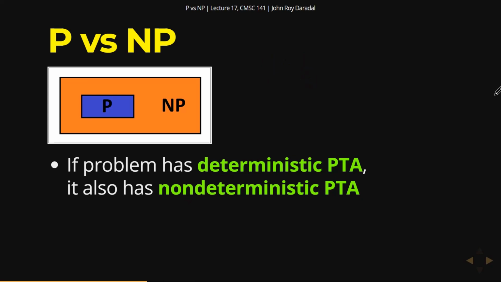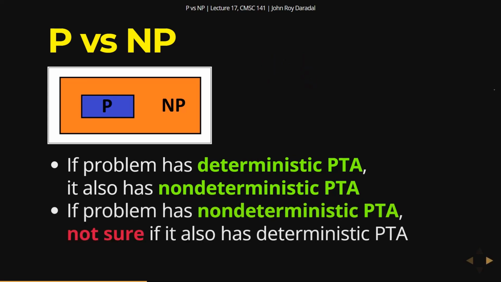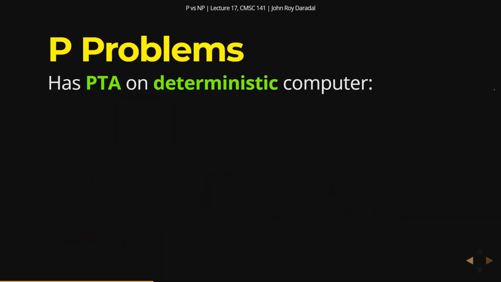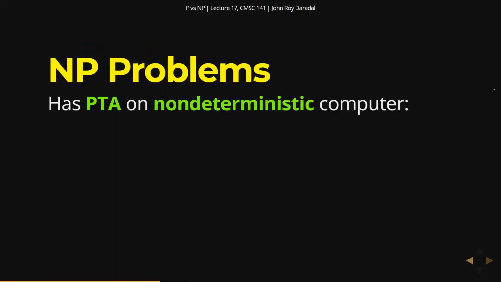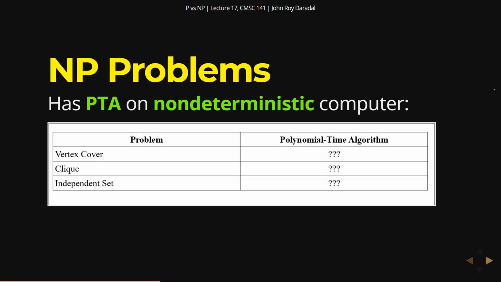The problem is, if a problem has a non-deterministic polynomial time algorithm, so if it's in NP, we're not sure if it also has a deterministic polynomial time algorithm. That is the current problem of P versus NP. Again, P problems are those that have a polynomial time algorithm on deterministic computers, like sorting, searching, and so on, which we already mentioned earlier. While NP problems are those with non-deterministic polynomial time algorithms on non-deterministic computers, like vertex cover, clique, and independent set.